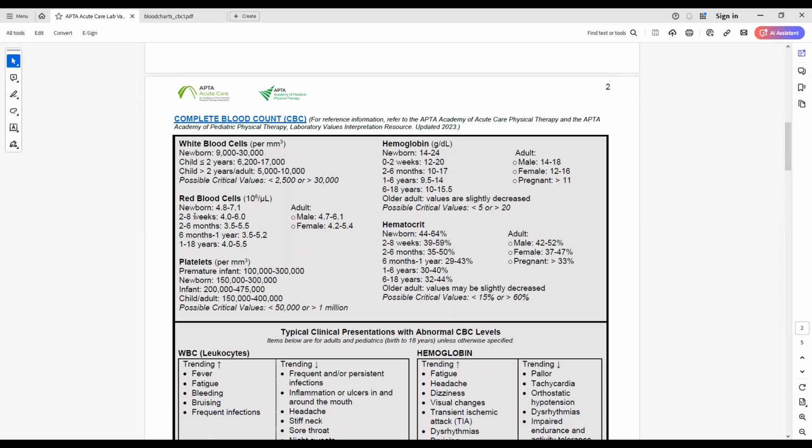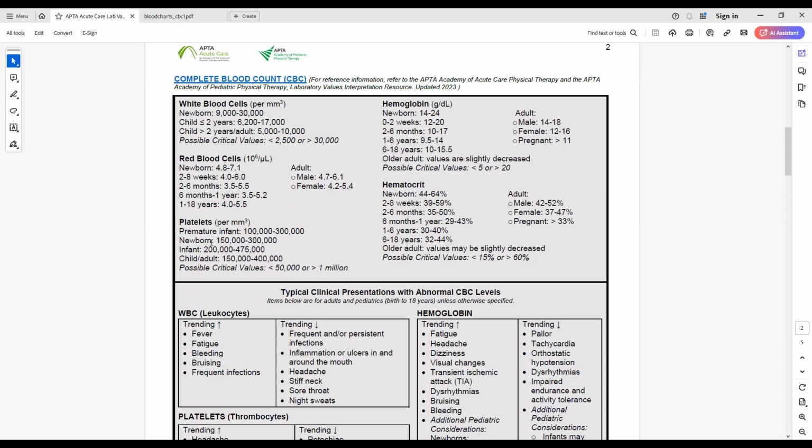This is 2 to 8 weeks, 2 to 6 months old, 6 months to 1 year, and then 1 year to 18 years. And these are the adult values. So as you see, they are different from children. Platelets, premature infant, about 100,000 to 300,000. Newborn, 150 to 300. Infant, child and adult, 150 to 400,000.